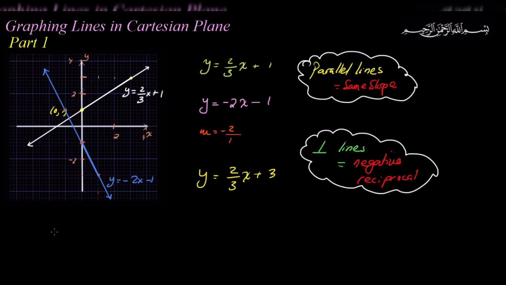So let's do some reciprocals. The reciprocal of 2: if you flip 2/1, that's 1/2. And the reciprocal of 3/5: if you flip this, you get 5/3.